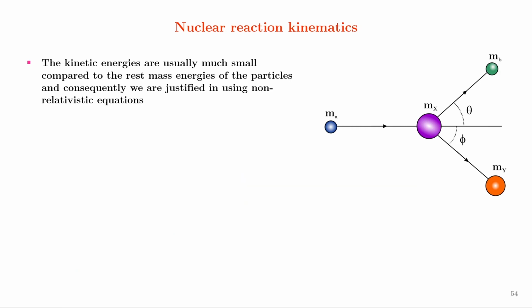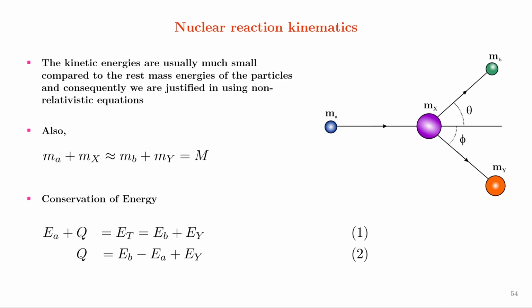The kinetic energies are usually much smaller compared to the rest mass energies of the particles, and consequently, we are justified in using non-relativistic equations. Also, MA plus MX is approximately equal to MB plus MY, which is equal to capital M. From the conservation of energy, we can write EA plus Q equal to ET, which is equal to EB plus EY. From this, the Q of the reaction can be written as EB minus EA plus EY.